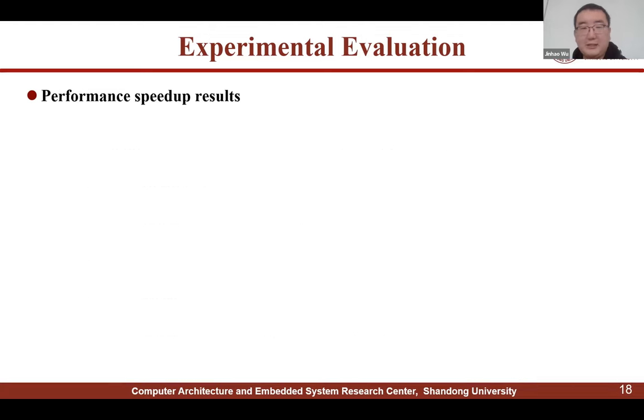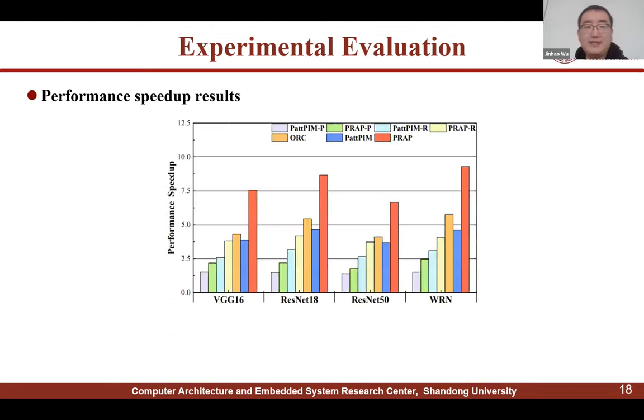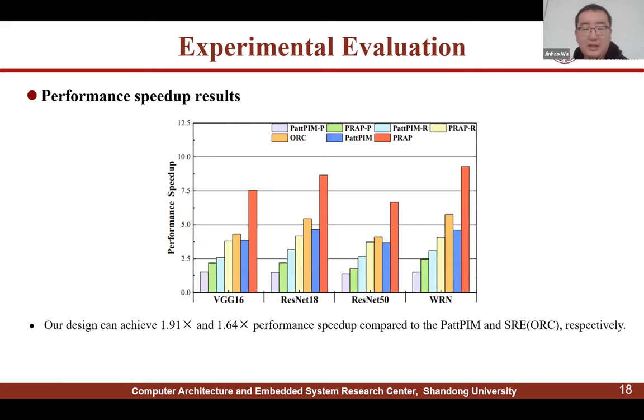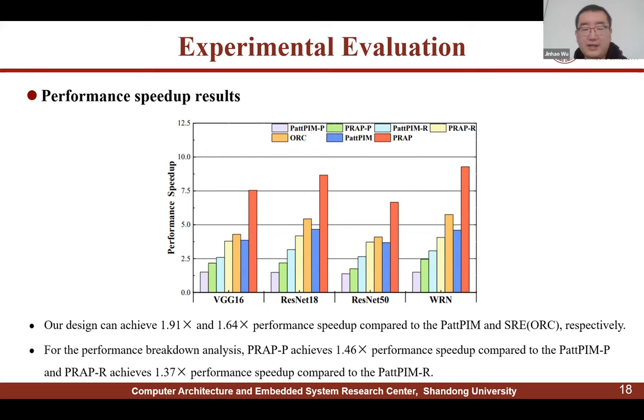For the performance speedup result, our design can achieve 1.91x and 1.64x performance speedup compared to PetPIM and SRE respectively. For the performance breakdown analysis, PrepP achieves 1.46x performance speedup compared to PetPIMP.